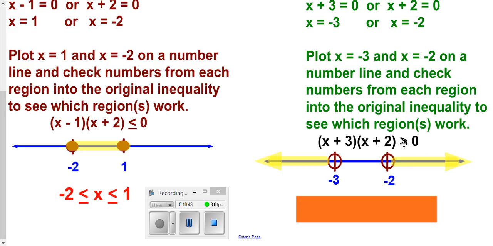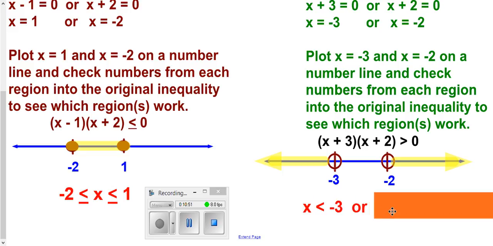I wanted numbers greater than 0. Now we have two totally separate regions that work for us, so I need to write this as two totally separate inequalities joined by an OR statement. So I have all the numbers to the left of negative 3, and I would need all the numbers to the right of negative 2.